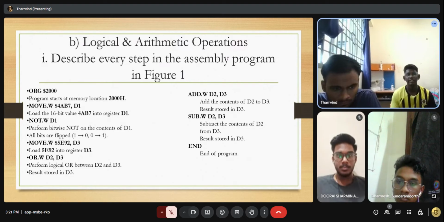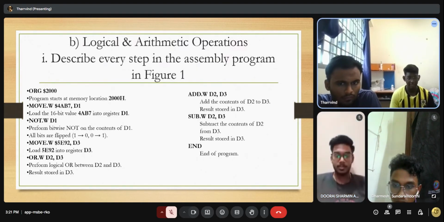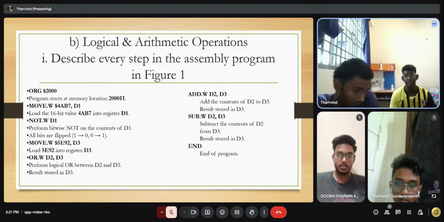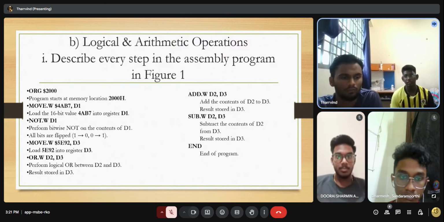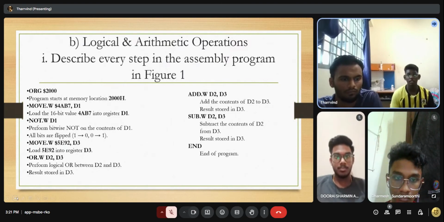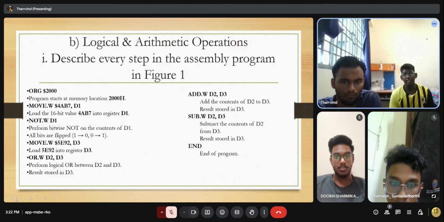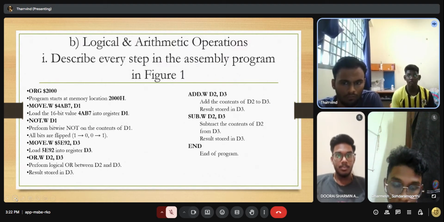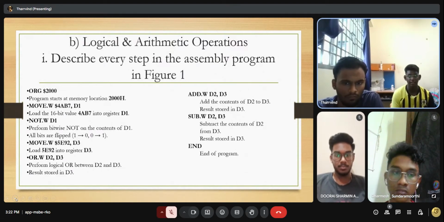Then MOVE.W #$5E92, D3 loads 5E92 into register D3. OR.W D2, D3 performs a logical OR between D2 and D3, with the result stored in D3. ADD.W D2, D3 adds the contents of D2 to D3, with the result stored in D3. SUB.W D2, D3 subtracts the contents of D2 from D3, with the result stored in D3, and the end.